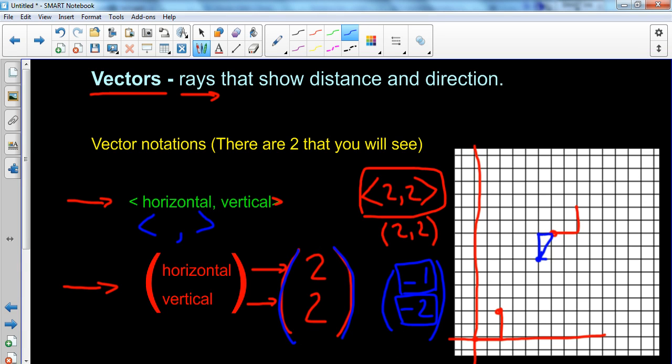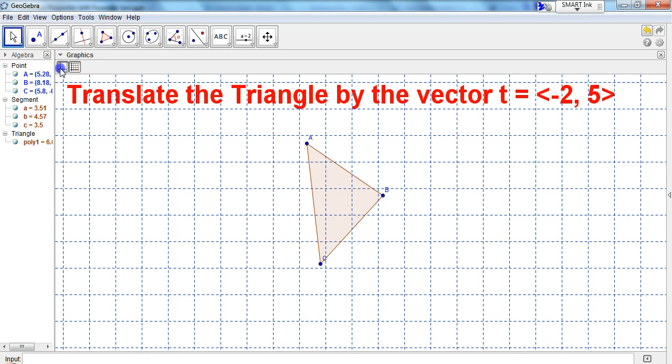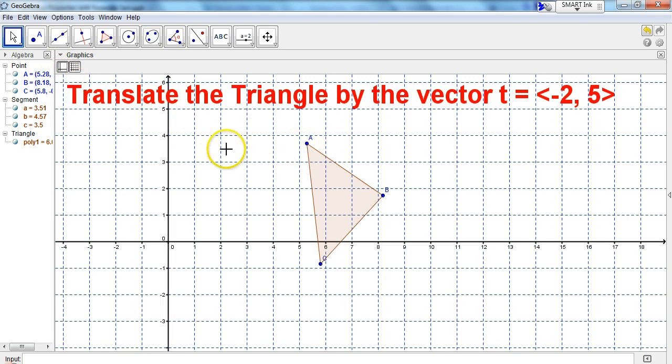Okay? So let's go back to this question here. Let's translate this triangle by the vector. It tells us horizontal component, so we're going to go to the left 2 and up 5. So if we have a blank plane here, it's hard to see, and that's why with translations especially, we want to be able to see a grid so we can see horizontal and we can see vertical. So here's how we translate using GeoGebra.